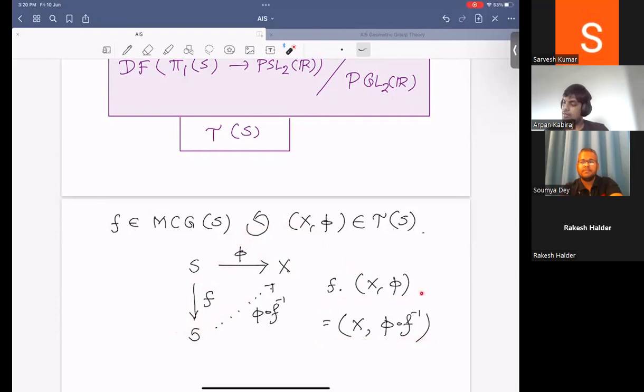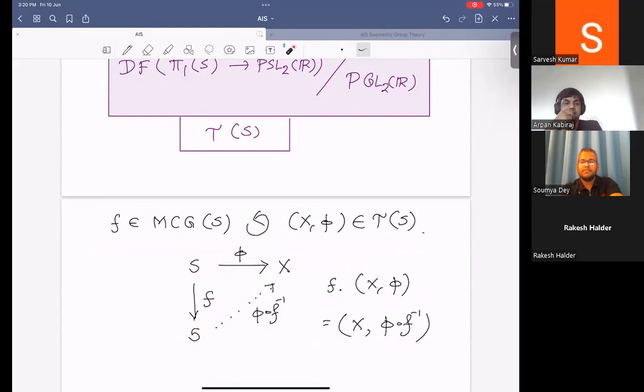Is it clear why the action is well defined? Remember, these markings are homotopy classes of functions, and f is an isotopy class. So if you compose by f inverse, you are not changing the homotopy class. Okay, so this is a genuine action, and the action is well defined.